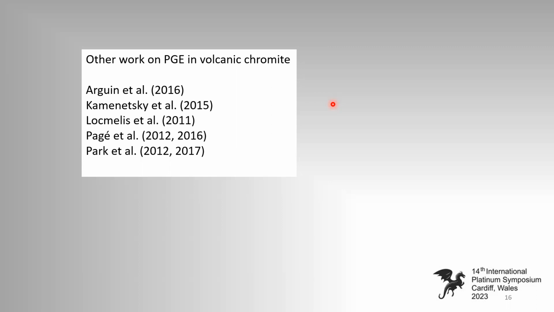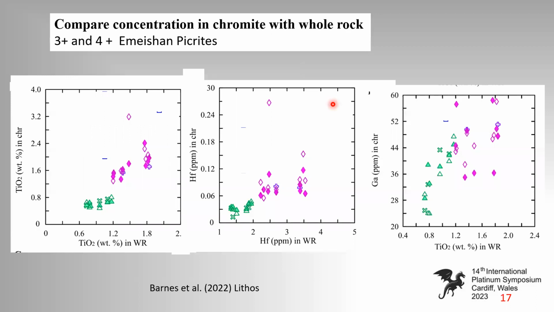Park. And there are other papers you can look up about PGE in chromite, volcanic chromites. If we look at the picrites, the Emerson picrites, it's more complicated, different localities. We have high and low titanium picrites. So what I've done here is titanium in the whole rock versus titanium in the chromite, and you can see that they correspond. The more titanium in the whole rock, the more in the chromite. So you see that the +3 +4 ions will give you the right signal.